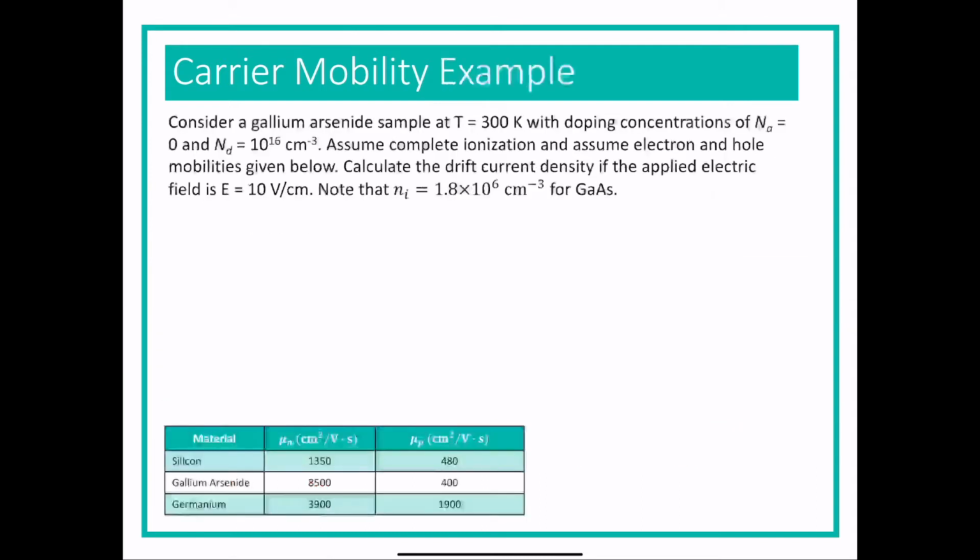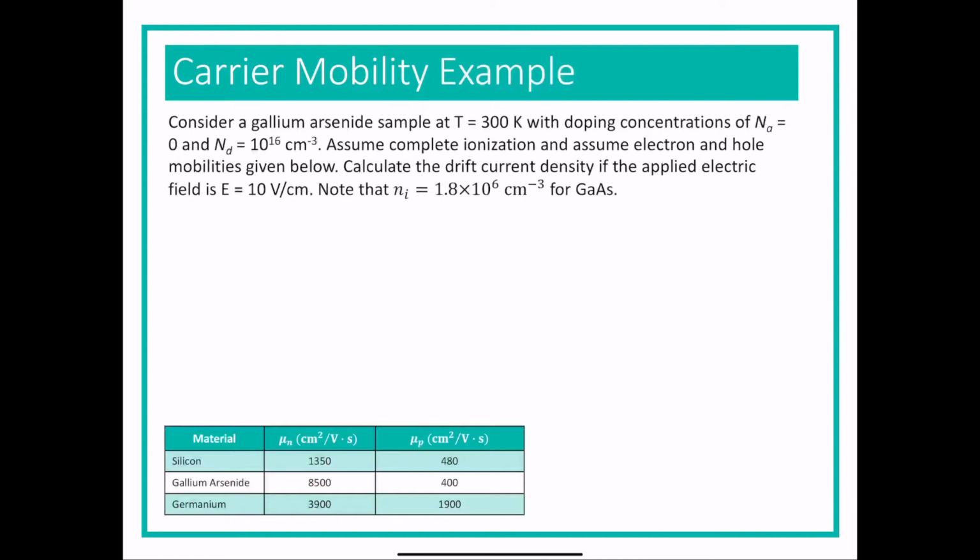So let's say we have gallium arsenide, and it says acceptor concentration of 0, which means there are no acceptors added, a donor concentration of 10 to the 16, and we have some assumptions. Remember, we talked about ionization, and I said we would always assume that it was completely ionized, which means all the donors that have been added have donated electrons. And we also are going to assume the mobilities that are given in the table. We're going to calculate the drift current density. And yeah, this is gallium arsenide.